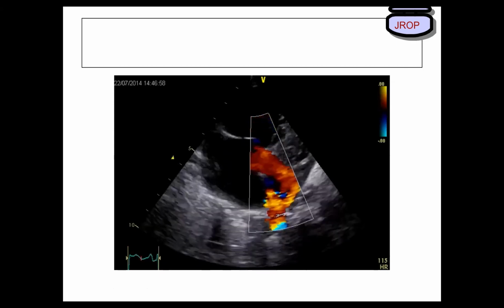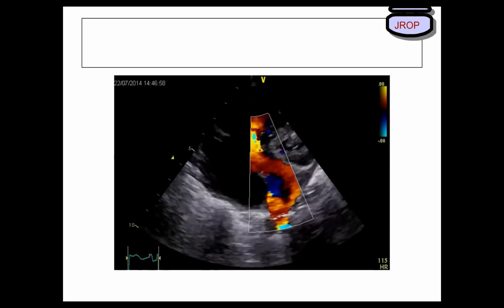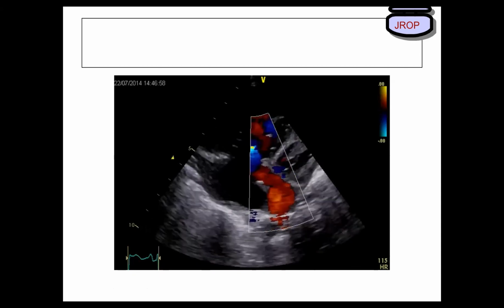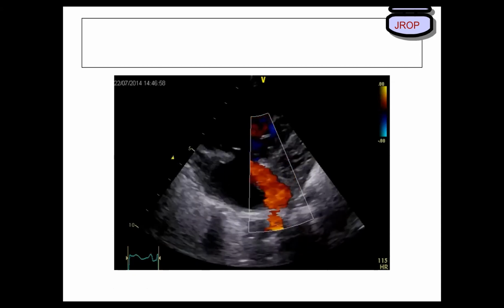So if you happen to see dilated RV and RA, the commonest cause of dilated RV and RA is, first of all, always ASD. Second, if you can't find any reason, then start looking for individual pulmonic veins, whether this is total or partial anomalous pulmonic venous drainage.